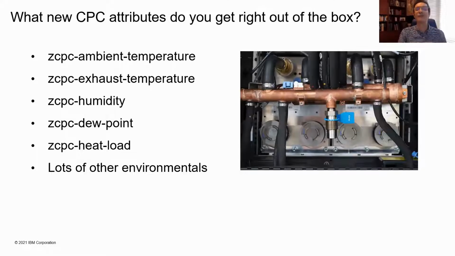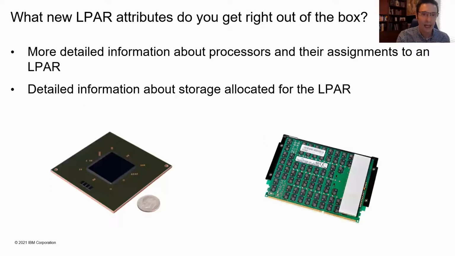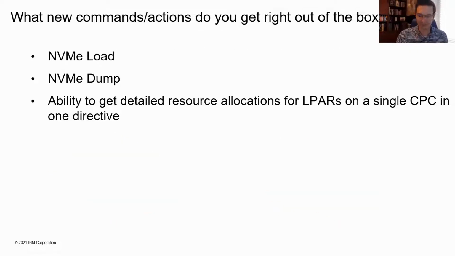I'm able to get a lot of environmental information. We had RFEs for this, that they want to be able to monitor environmentals of their Z hardware through BCPii. And this actually satisfies that RFE as well. And so now you're able to find out that information. You're also, from an LPAR perspective, able to find more detailed information about processors and their assignments to a particular LPAR. That information was not available with BCPii version 1 APIs, as well as detailed storage allocated for a particular LPAR. So that's really cool.